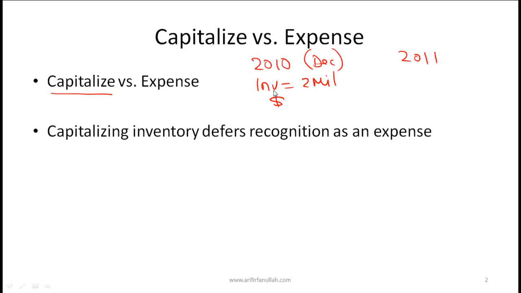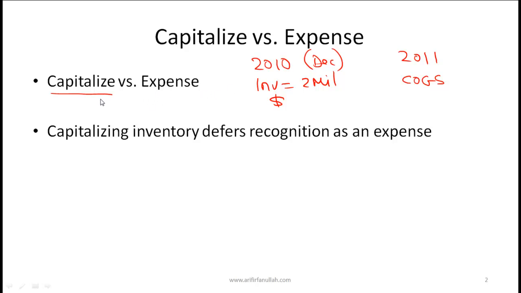So we create an asset called inventory and say that the asset is worth 2 million because that's how much we spent on inventory. And in 2011, when we sell this 2 million worth of inventory, then we recognize the expense in the form of cost of goods sold. So we will see this again in the next reading, but what you need to memorize and remember is that when we say expense has been capitalized, that means that we've created an asset so that the expense can be recognized at a later point in time.